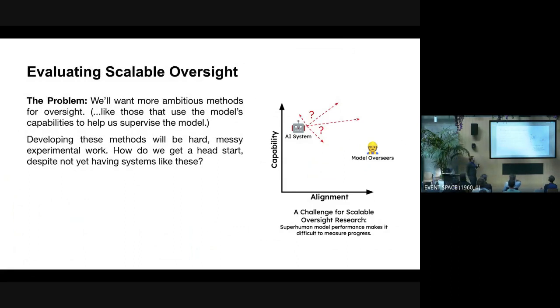Doing this in general is tricky. We're going to want more ambitious methods for oversight, as Jan talked about, probably methods that involve finding ways to use the model's knowledge to then supervise the model. This is obviously an appealing direction, but also one that has a bunch of subtle ways it might break. So I think there's a lot of room for research in figuring out a good protocol here. Developing these methods is going to be hard, messy experimental work. It's work we'd like to get a head start on now, even though these problems aren't quite arising yet. So how do we get a good head start despite not yet having these systems?